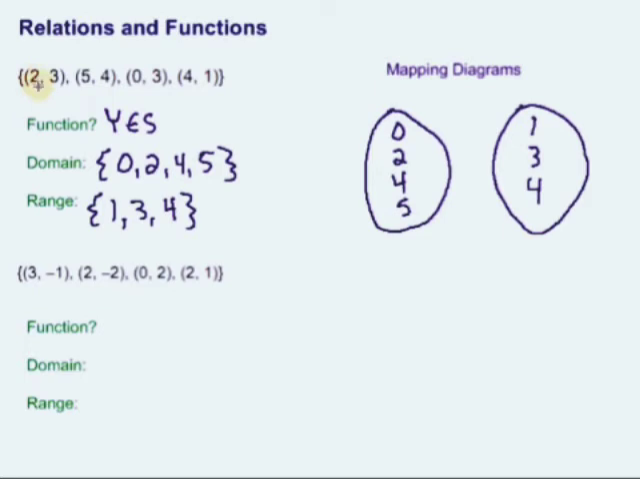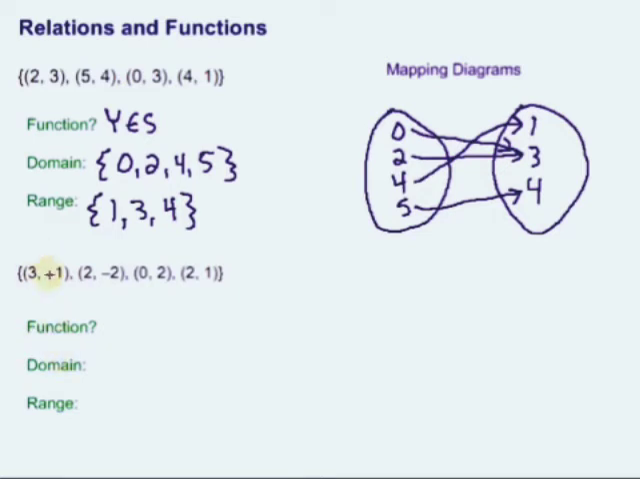So our first one is 2 to 3. Our next one is 5 to 4. So just drawing arrows again. 0 to 3. So here we've got 0. We're going to 3 again. And then we've got 4 to 1. So that would be our mapping diagram for that relation.